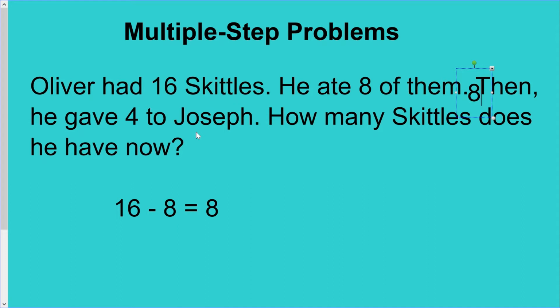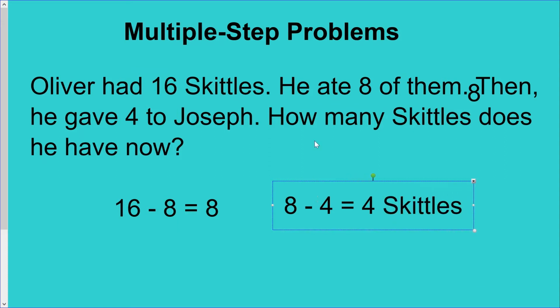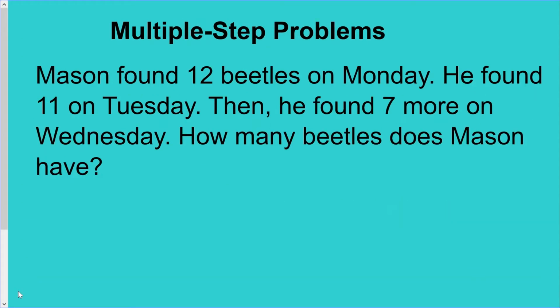So picture it. He's got his 8 Skittles. He gave 4 of them to Joseph. What happened to his number? That's right. It got smaller. So we have 8. We're going to take away 4. And you know your doubles facts again, so your answer is 4. Our unit is Skittles, right? So this time we had to subtract 2 times, right? We subtracted in the first part of the problem. We subtracted in the second part of the problem, okay?